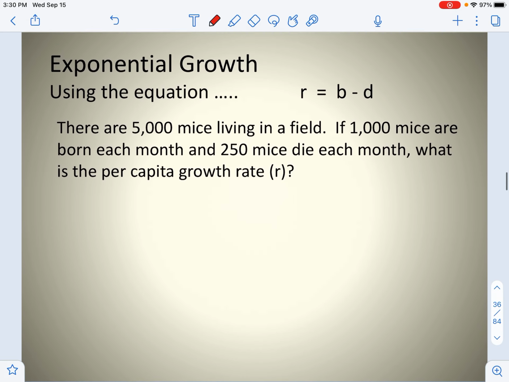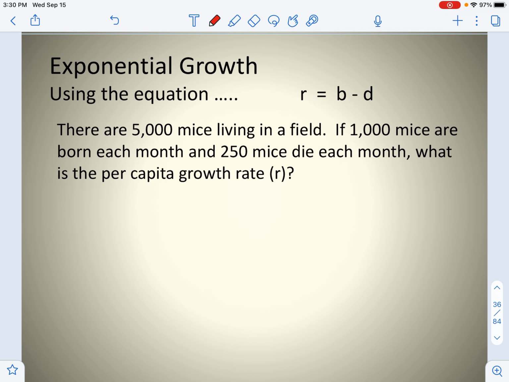So let me show you. Here's an example here. So let's say there's 5,000 mice living in a field, and there's 1,000 mice born each month, and there's 250 mice that die each month. What's the per capita growth rate? Okay, so the per capita birth rate, remember, is how many births per person or per mice. And so that's going to equal, if you want to pause and try this yourself, you can. But there's 1,000 births each month, but you're dividing that by 5,000 because we want to know the birth rates per person or per mouse. And so that's going to equal 0.2.